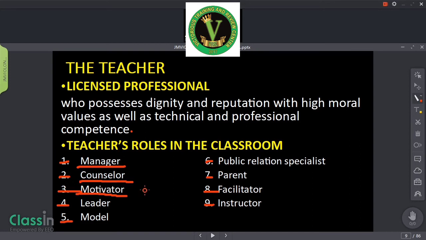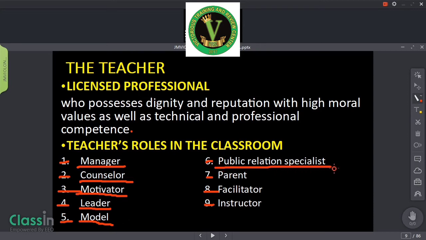Motivator, you need to motivate your learners. You have to inspire them on a day-to-day basis. Leader, because you need to lead them. You have to make decisions in the classroom, and you need to make sure that they follow your rules and regulations and they respect your authority. Model, because whatever you do, they admire you. Whatever you do would also reflect on them, and that would be their basis for their future decision making and behavior.